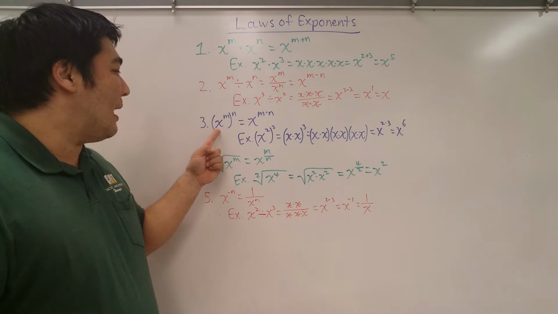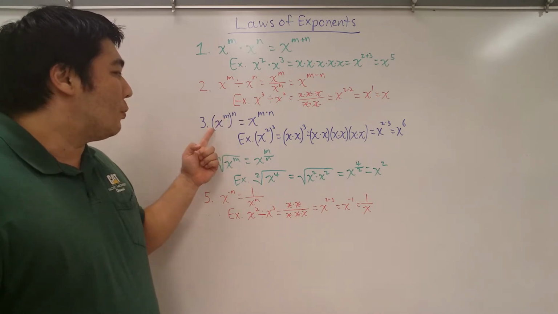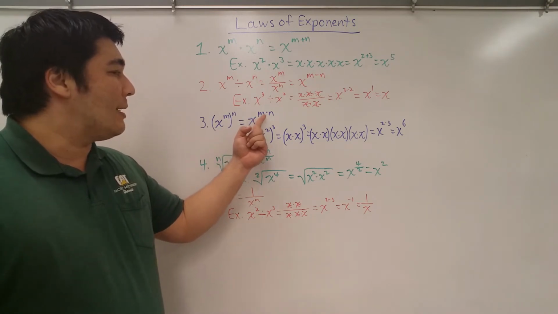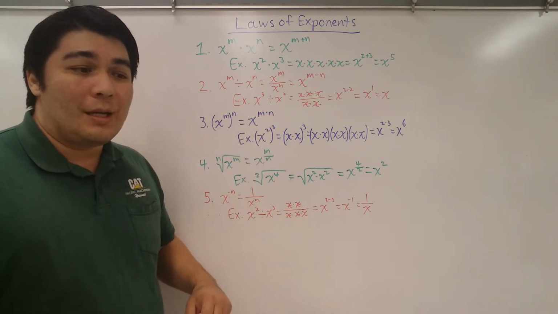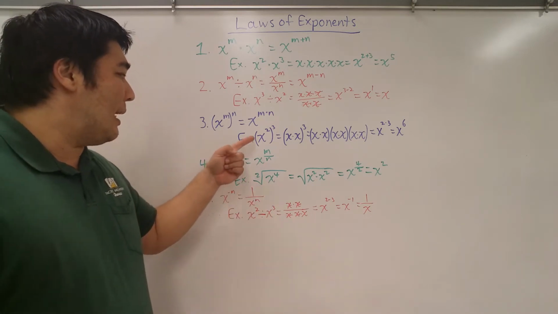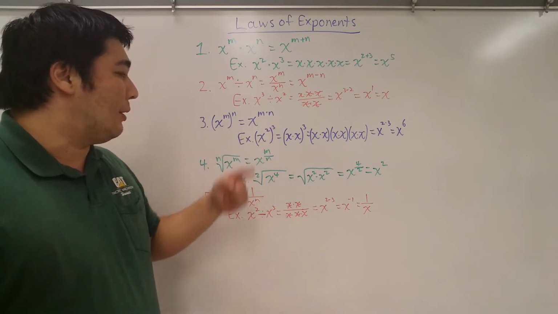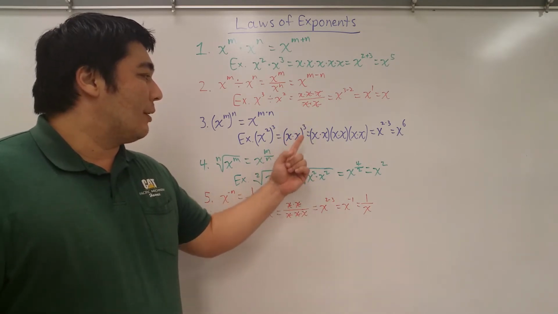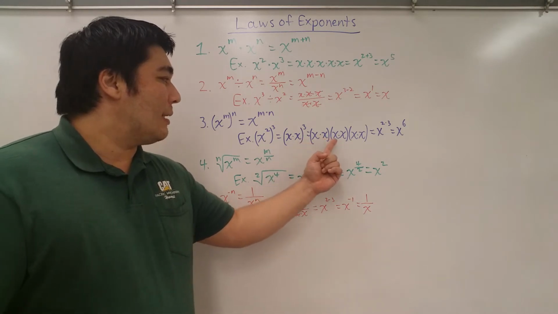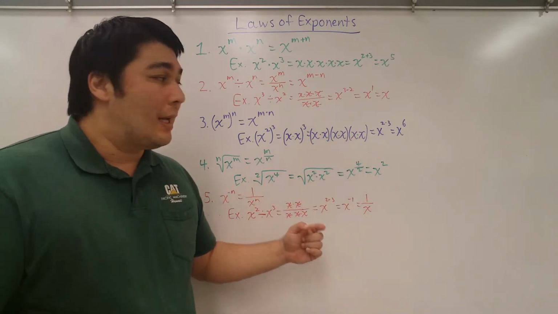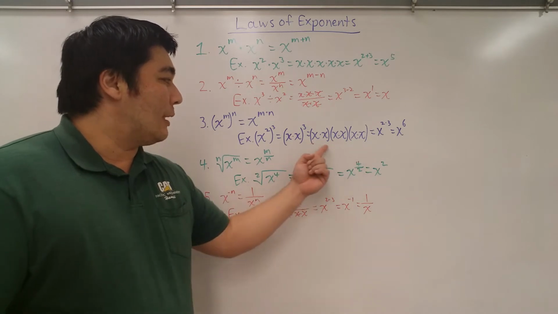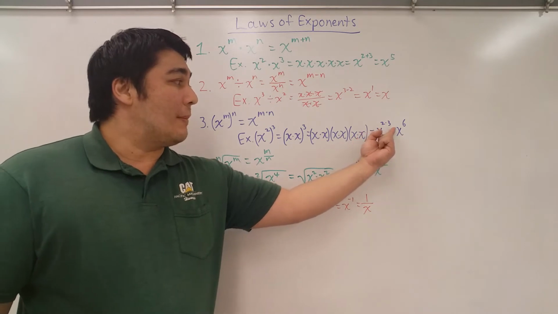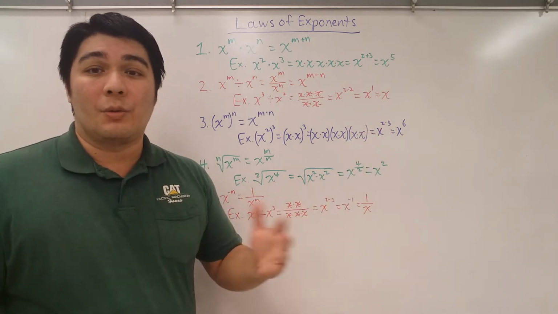In law number three, I say that x to the mth power, raised to the nth power, is the same thing as x to the m times n power. In my example, x squared raised to the third power would be the same thing as x times x raised to the third, which is also x times x times x times x times x times x. If you look at this, that's 6 x's, so that would be x to the 6th power, which is also 2 times 3. So that's an easy way to remember that.